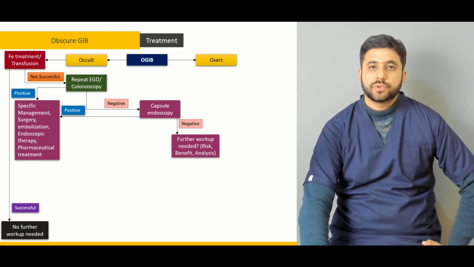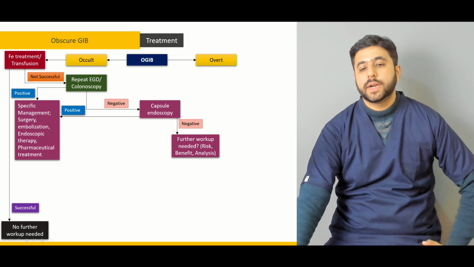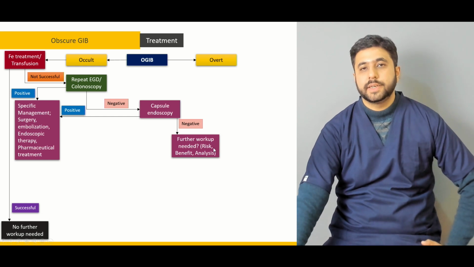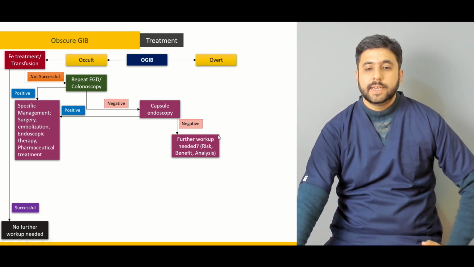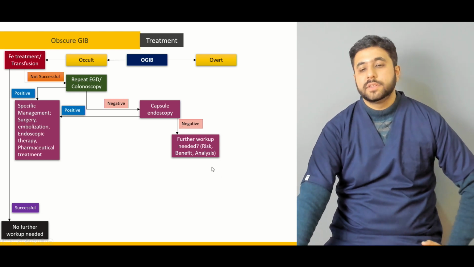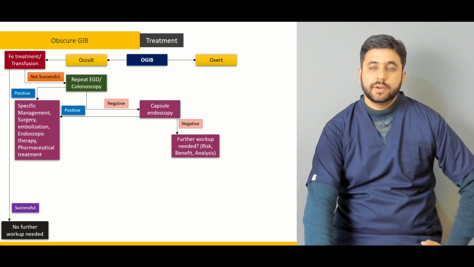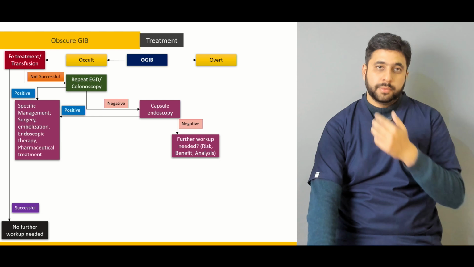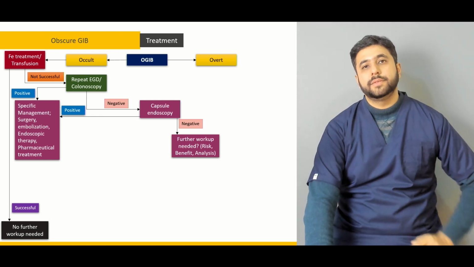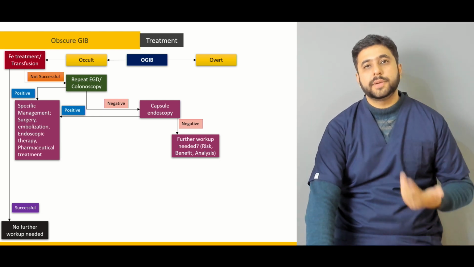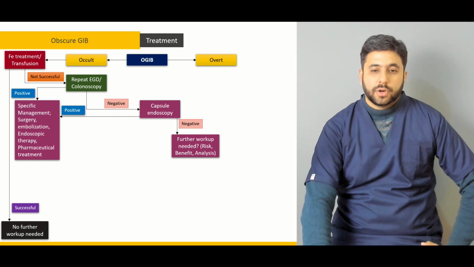But the capsule endoscopy is negative. Then you have to look at the further workup, the risk-benefit ratio, the analysis of whether this pathology is related to this anemia or this dyspnea is related to the GI tract or not. The further workup depends on the risk-benefit assessment, or whether the other procedures like the pediatric endoscopy, small scoping the patient, whether that is helpful or not.